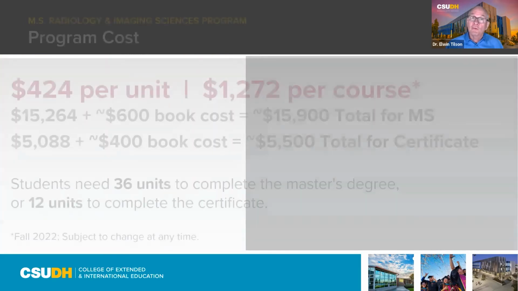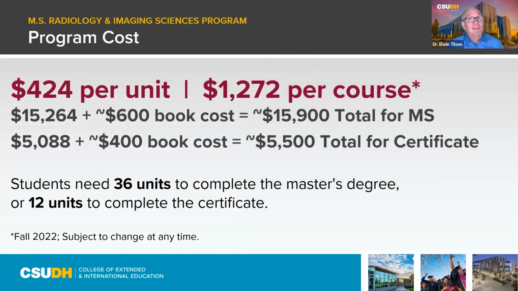So one of the questions we get asked, and for good reason, is how much does it cost? Well, it's $424 per unit, and that comes out to $1,272 for a course. If you look at the total cost of the program, all books, fees, tuition, it's just under $16,000. Now, that's a lot of money, but let's put it into perspective.